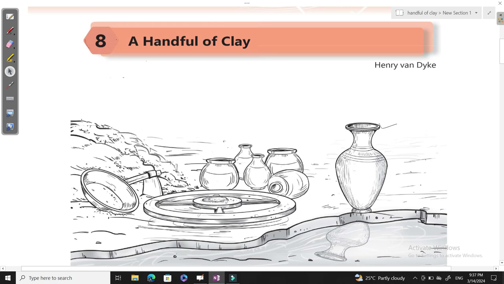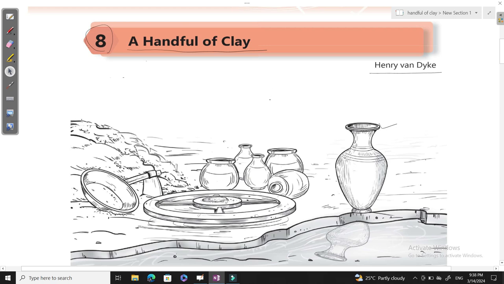Going to discuss this 8th supplementary reader lesson, A Handful of Clay. This lesson is written by Henry Van Dyke. This lesson is an allegorical short story that explores the universal theme of self-discovery and transformation.